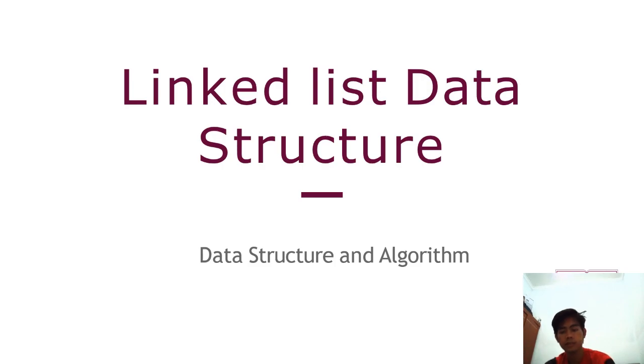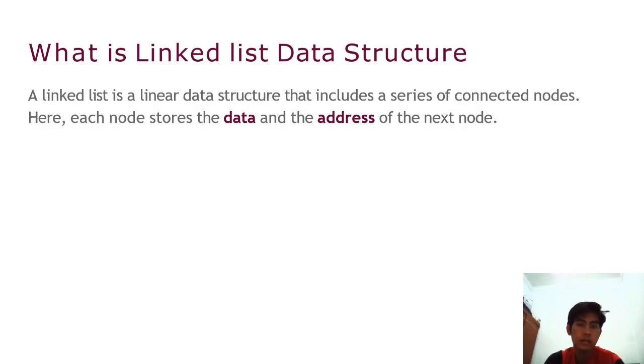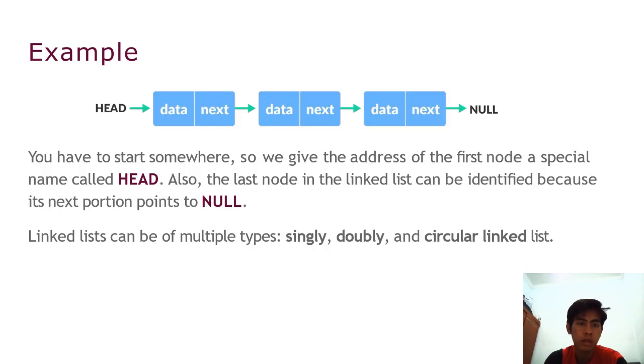Linked list data structure. What is a linked list data structure? A linked list is a linear data structure that includes a series of connected nodes, where each node stores the data and the address of the next node. For example: head, data next, data next, data next, and null. You have to start somewhere, so we give the address of the first node a special name called head. Also, the last node in the linked list can be identified because its next portion points to null.